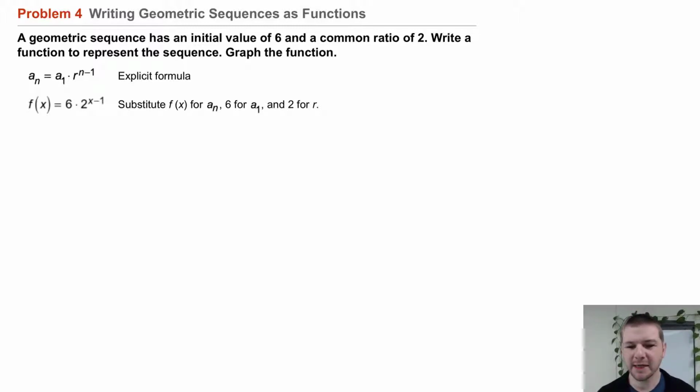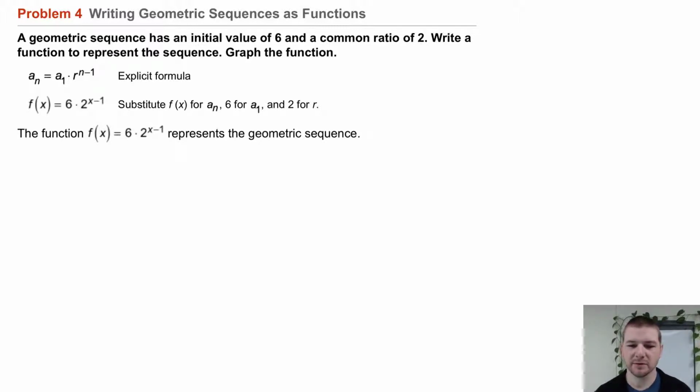Then we're going to substitute 6 for a sub 1, our initial value, and 2, our common ratio, for r. This leads us to f of x equals 6 times 2 raised to the x minus 1 power. So the function f of x equals 6 times 2 to the x minus 1 power represents the geometric sequence.